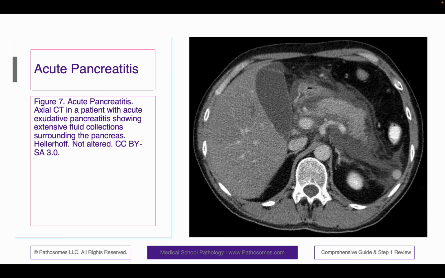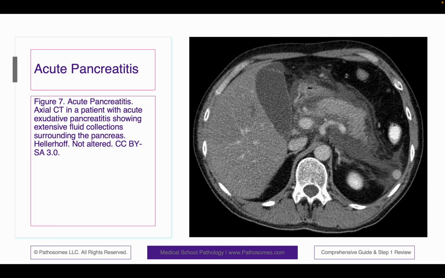Now here we have imaging from a CT showing acute exudative pancreatitis with extensive fluid collections that even I can see. I'm a pathologist. I don't look at these black and white images like you future radiologists. But even I can see this. If I can see this, guess what? Test makers, I want you to be able to see this. So have this image in your mind.